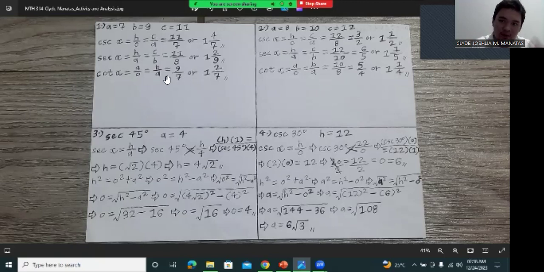Now substitute everything. Adjacent is equal to the square root of the hypotenuse 12 squared minus the opposite leg 6 squared. Let's evaluate that. 12 squared is equal to 144. 6 squared is equal to 36. Then 144 minus 36 is equal to 108. The square root of 108 is 6 square root of 3. So the adjacent leg is 6 square root of 3.